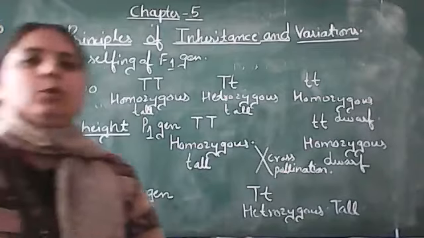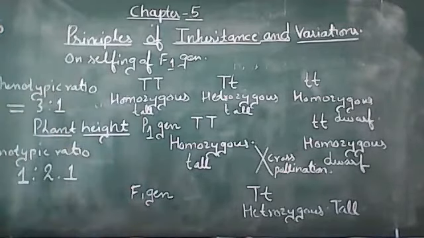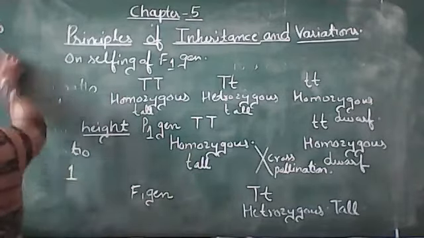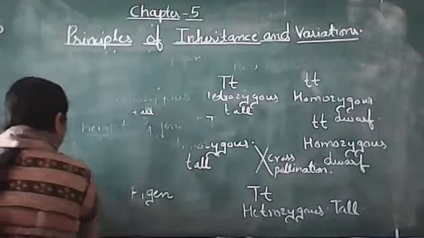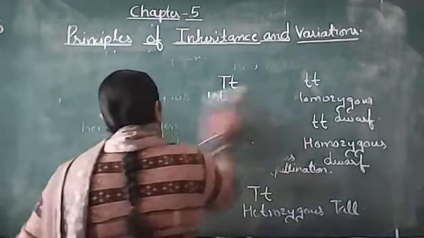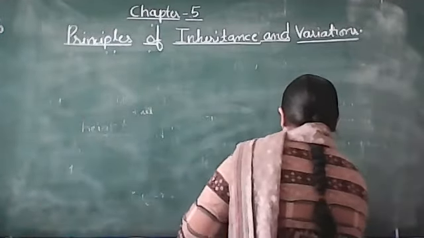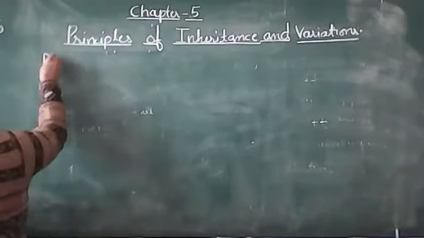So this cross is known as a monohybrid cross because here we study the inheritance of one gene at a time. Okay, so the next cross which I am going to tell you is a dihybrid cross. So in case of a dihybrid cross, we will study the inheritance of two genes at a time. So next one is a dihybrid cross.